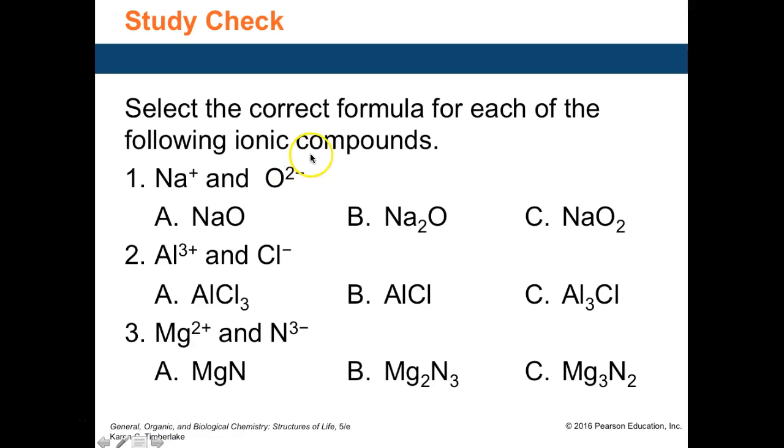So it says here, select the correct formula for each of the following ionic compounds, all right? So it would be Na2O, B, and then AlCl3, which is A, and then Mg3N2. So Mg3N2.